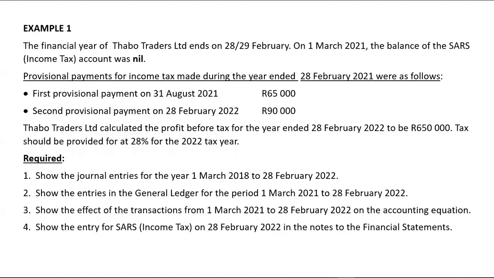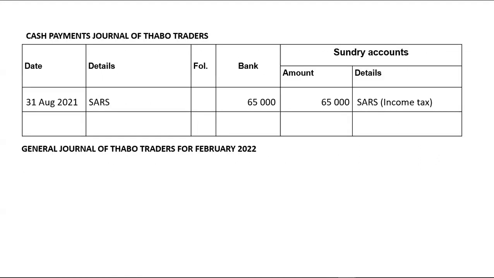And then it says the second provisional payment on the 28th of February 2022 was 90,000. Again, that will be recorded in the cash payment journal for February 2022. So it'll be on the 28th. The payment was made on the 28th of February, made to SARS, and the bank will have 65,000. Under sundry amounts will have 90,000. Under sundry details will have SARS income tax.